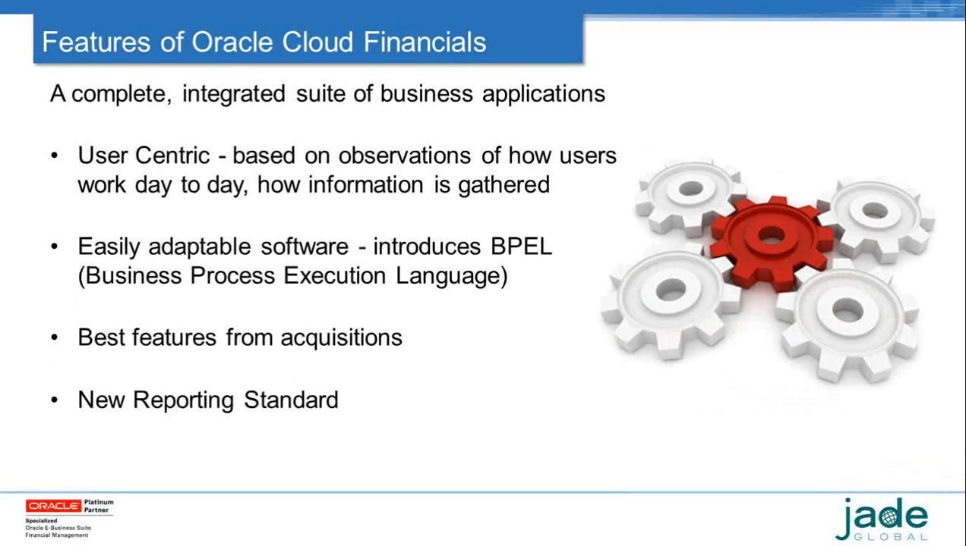Moving further, Oracle Fusion uses easily adaptable software. What this means is it introduces BPEL, which stands for Business Process Execution Language, used for workflows, and SOA, Service Oriented Architecture, which provides extensibility. Both of them are embedded in Fusion Middleware and Fusion Foundation. This software enables customers to make changes to business processes that will survive upgrades in the future.